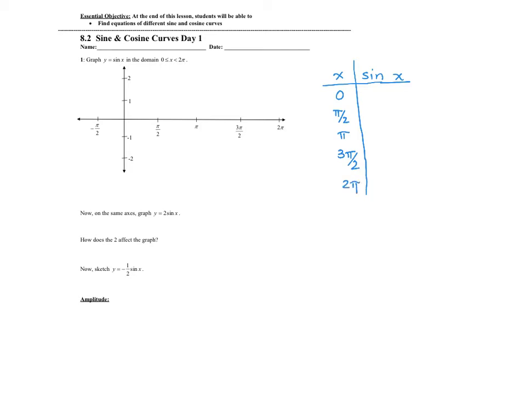If we remember back to the unit circle, the sine of 0 is 0. The sine of pi over 2 is 1. The sine of pi is 0. The sine of 3 pi over 2 is negative 1. And the sine of 2 pi, again, is 0. So if I graph those 5 critical points, I have 0, 0, pi over 2, 1, pi, 0, 3 pi over 2, negative 1, and 2 pi is again 0.